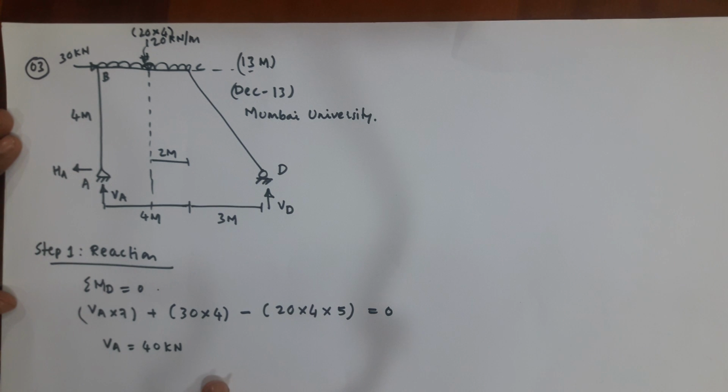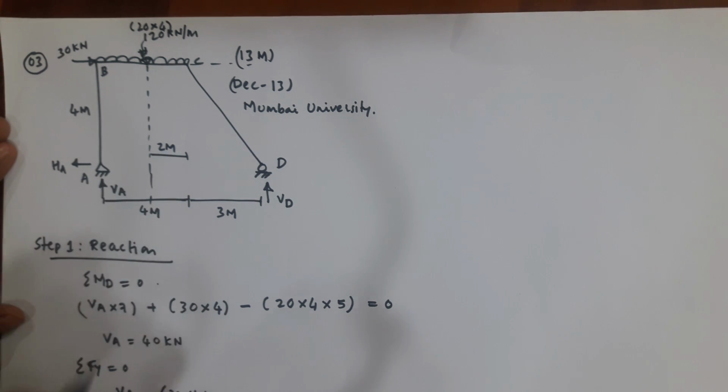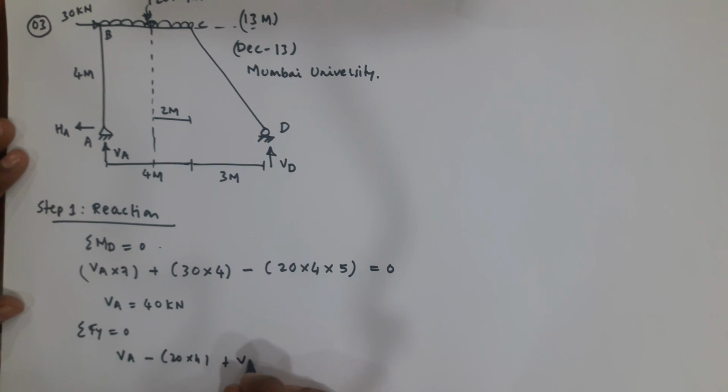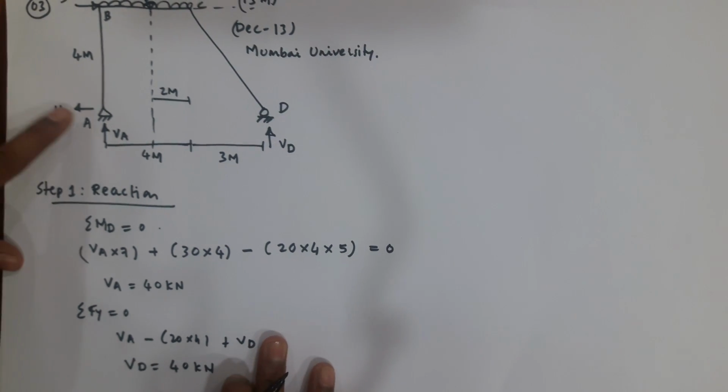To find VD we have to use the equations of equilibrium, summation of Fy equal to 0. VA minus 20 into 4, all the vertical forces we have to consider, plus VD equal to 0. So VD comes to 40 kilonewton. Okay, and we also have to find this HA.